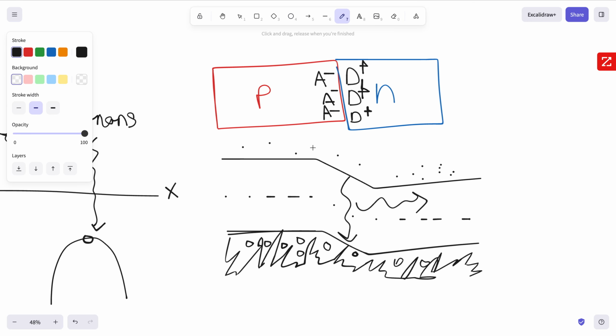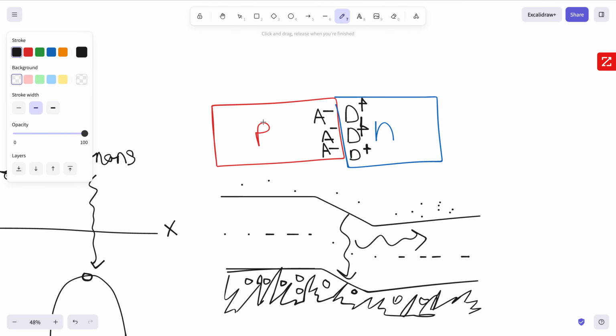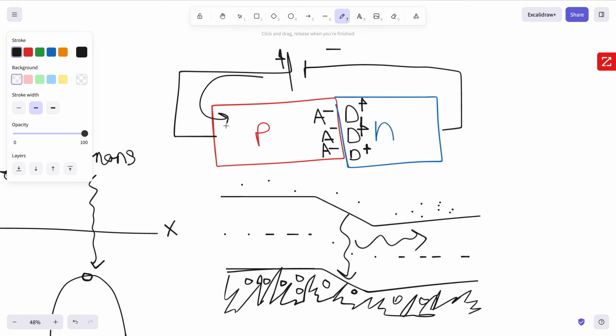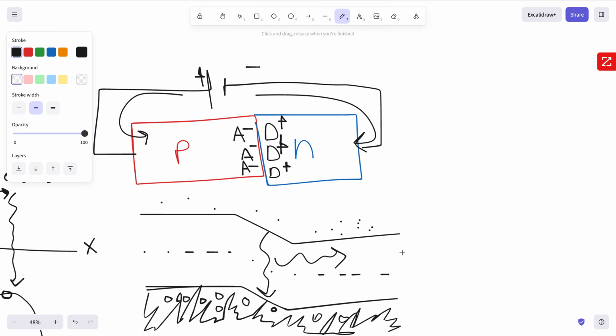Now, of course, there's not going to be an infinite number of electrons and holes to allow for recombination. So what we do is we just supply a forward bias. And this replenishes the number of holes on the P side and the number of electrons on the N side, allowing for continuous spontaneous emission.